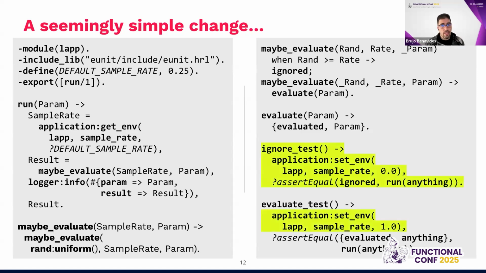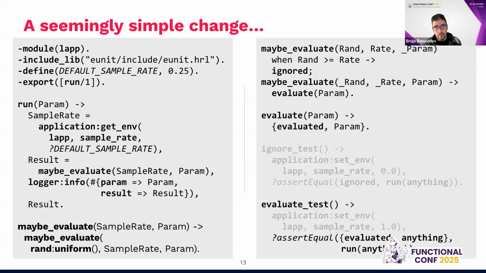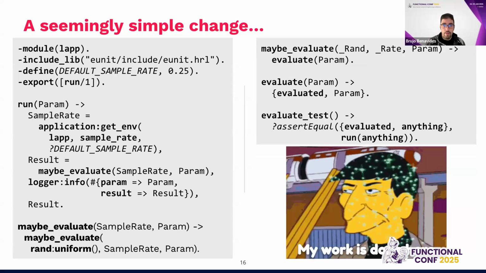So starting once again with the test, we remove the sampling pieces. Now the test fails, of course. And that prompts us to remove the part where maybe evaluate returns ignored. This one. And that's it. The code doesn't have sampling anymore.